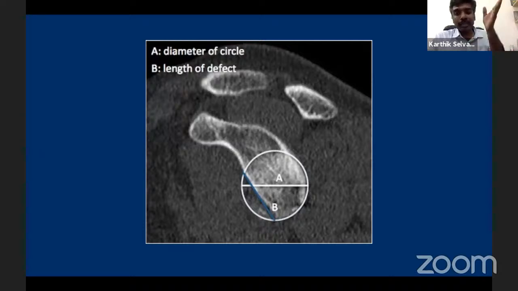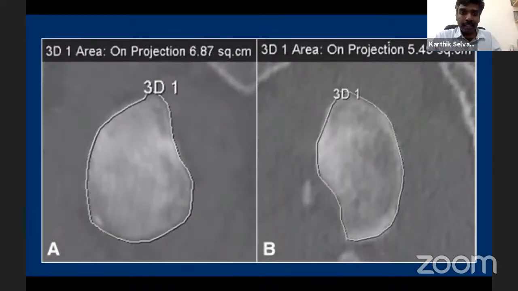He actually draws a line along the anterior border of the glenoid, and then there is a ratio comparing the diameter with the anterior line along the anterior cortex. The normal ratio is 0.7, and anything more than that is bone loss. And this is the ImageJ software.